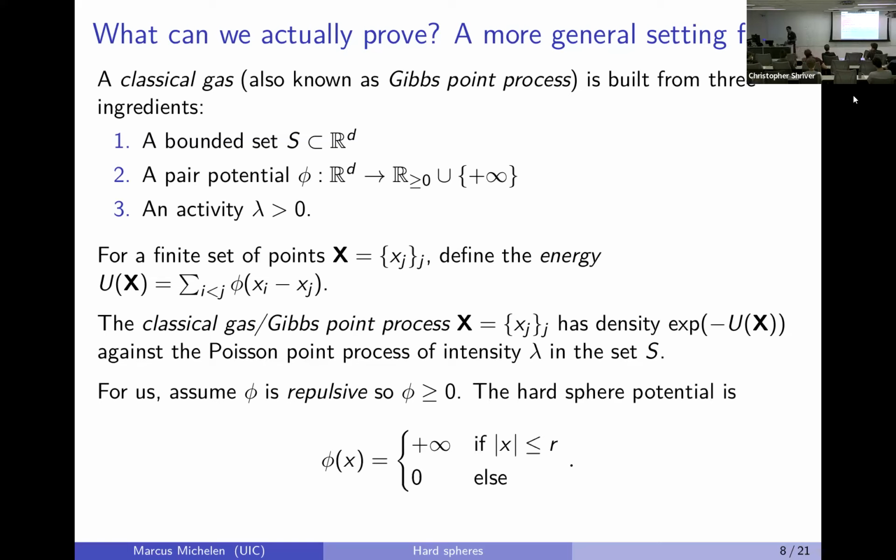So the hard sphere potential is just the one that says my energy is plus infinity if any 2 points are within R of each other, and it's 0 otherwise. And this is just going to say when I take e to the negative of this number, I'm just killing anything in which I have 2 points within R of each other. As long as my energy is positive, it's still repulsive because I'm still paying a penalty for points being close to each other.